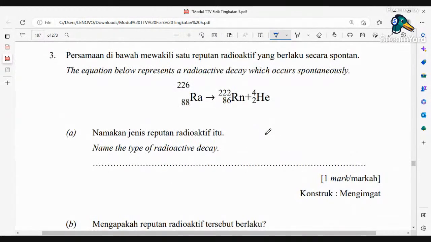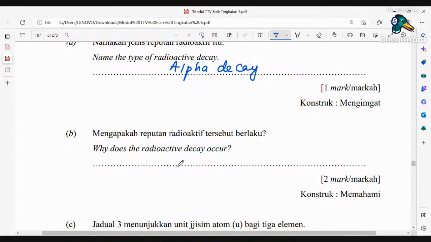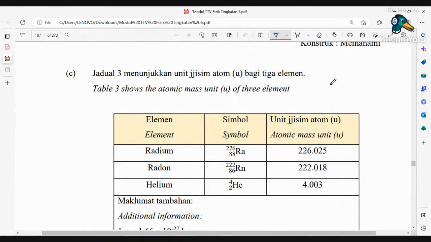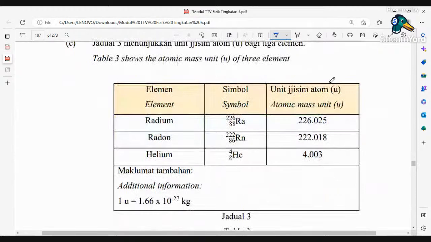Number 3, name the type of radioactive decay. So this one emits alpha, nucleus of helium. So we can say it's alpha decay. Okay. Why does radioactive decay occur? Same question just now, because the nucleus is unstable. Sebab dia tak stable, so dia nak jadi lebih stable, so it will undergo the decay process. So we have 3 types, alpha, beta, gamma. Okay, we call it decay process.